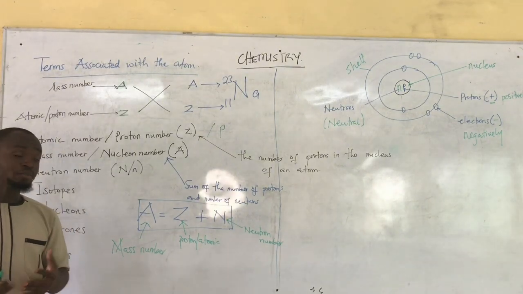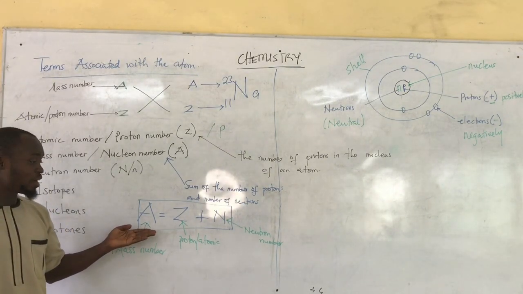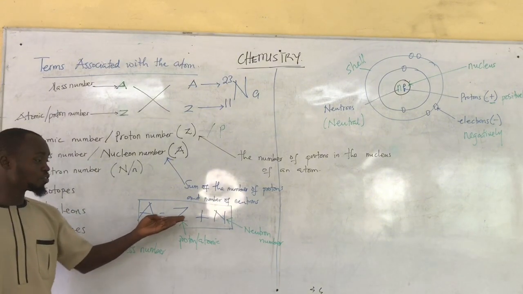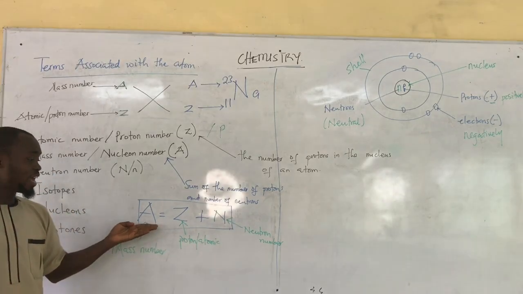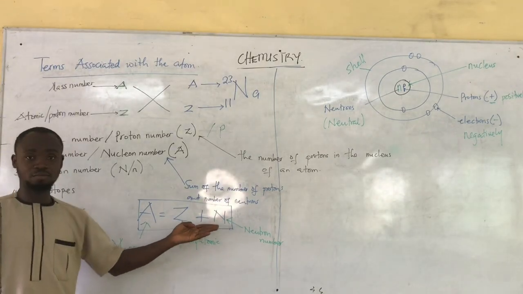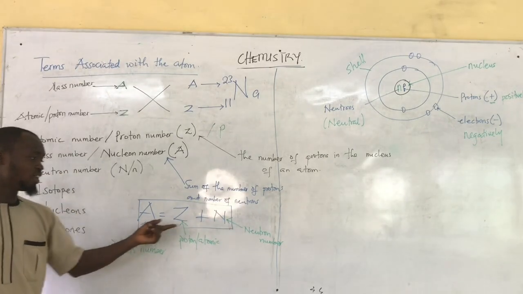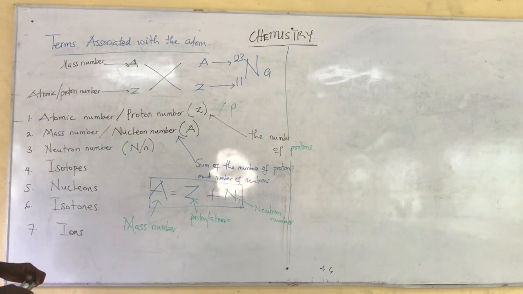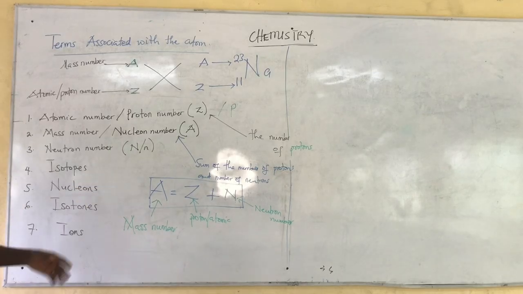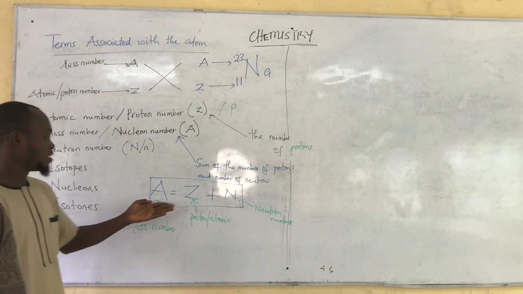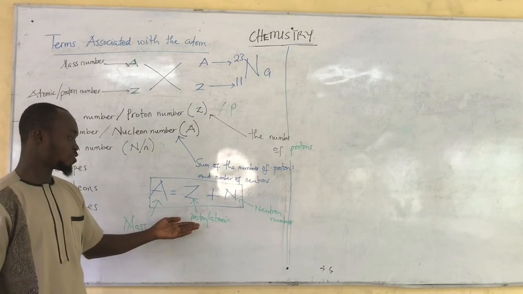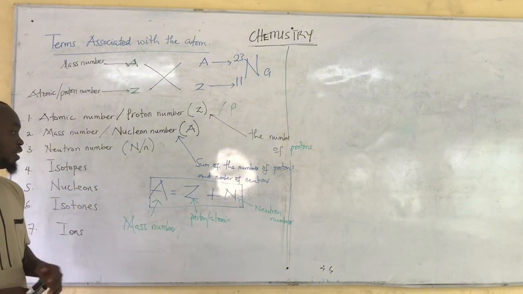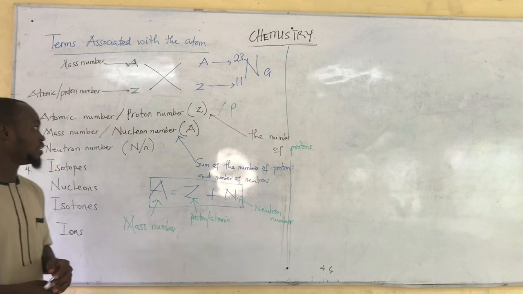How do we get the mass number? By using the relation: mass number is equal to proton number plus neutron number. That is A is equal to Z plus N. With the help of this relation, we can know the mass number. So the mass number, or the nucleon number, is just the addition of the number of protons, or the atomic number, plus the number of neutrons in the nucleus of the atom.